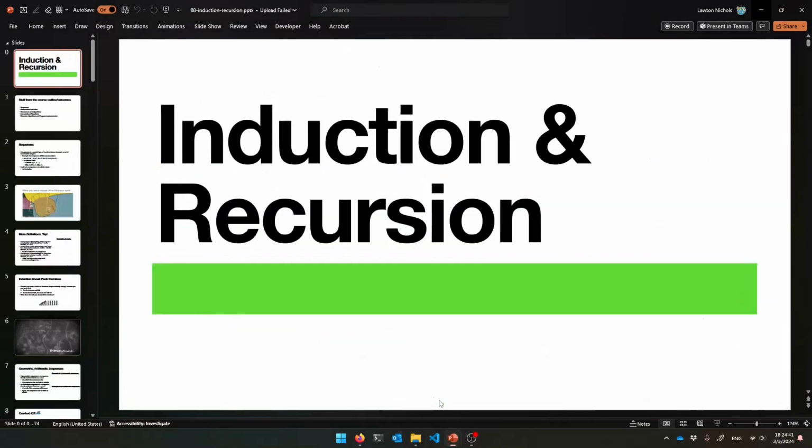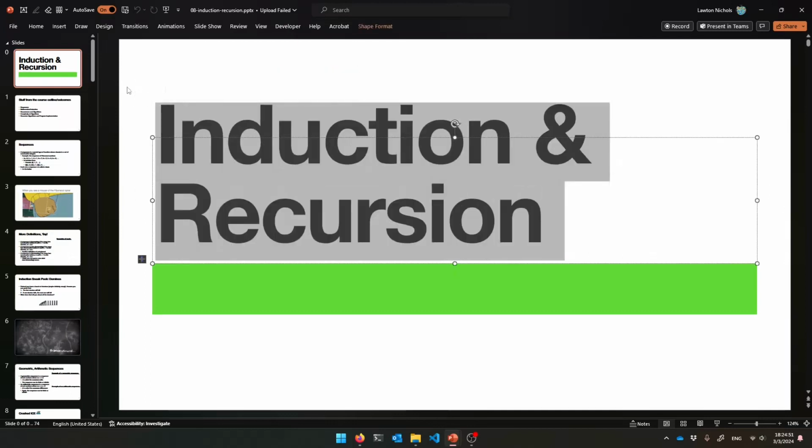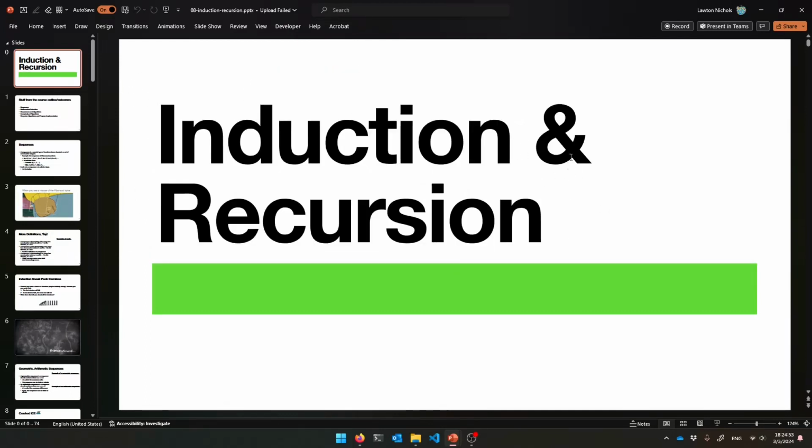Let's move on now to a new set of slides. We only have a few of them, but I'm going to teach you a new topic today. We're going to get started on it. The topic is called induction and recursion. This may be the most important set of slides for this class, arguably. So this is going to take us a few lectures to get through.